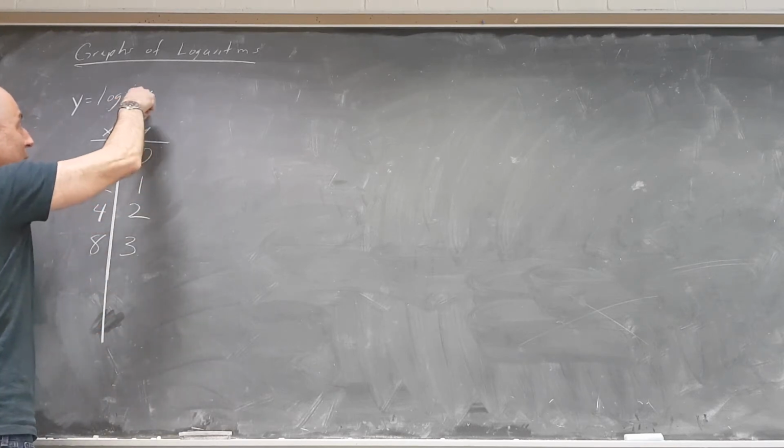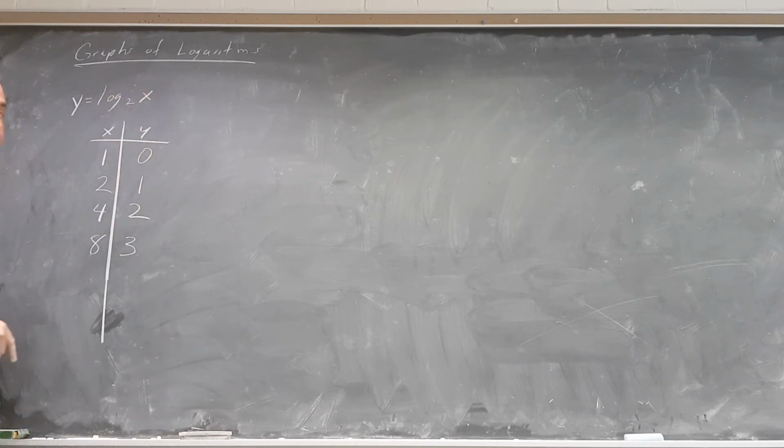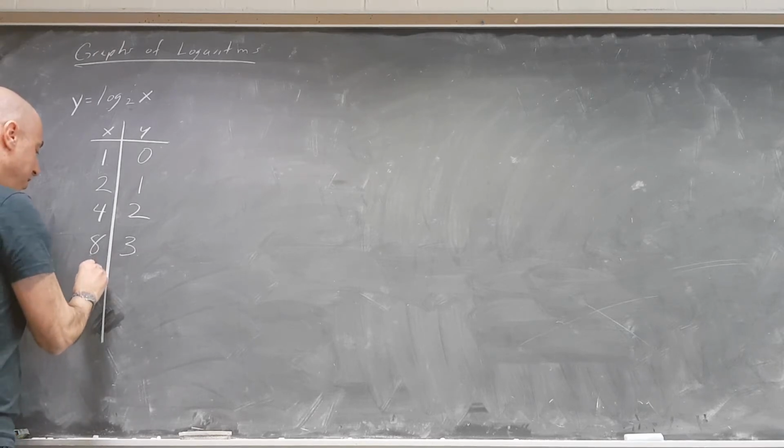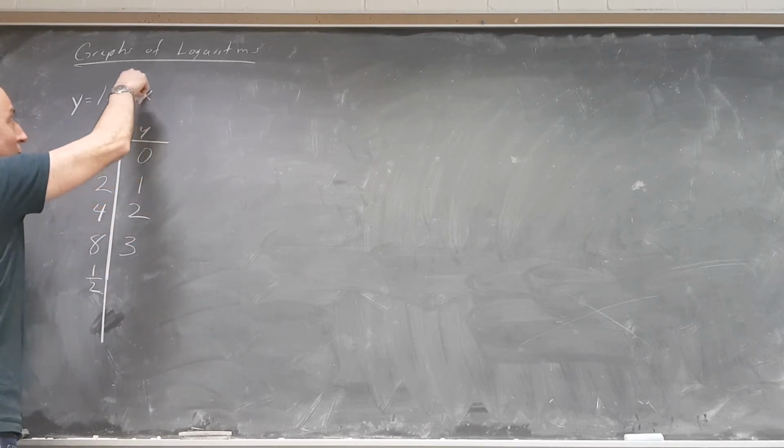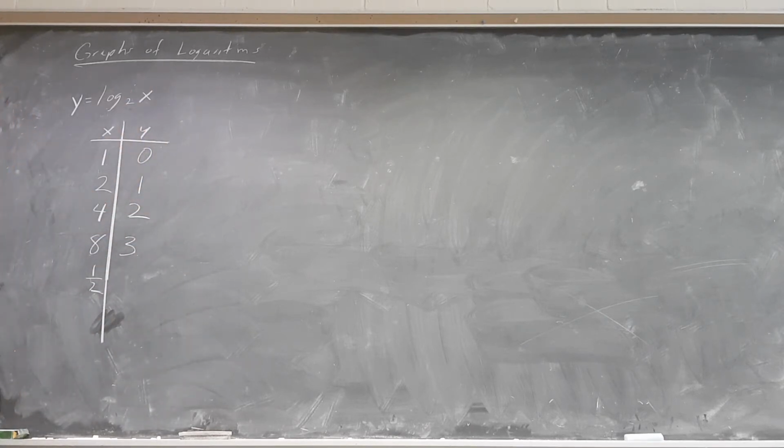Now, of course, I can't plug 0 in there. You can't raise 2 to anything and get 0. And you can't raise 2 to anything and get a negative number. But I could put some things that are less than 1 in there. If I said, what's log base 2 of x when x equals a half? If I put a half right where x is, well, what power do you raise 2 to get a half?